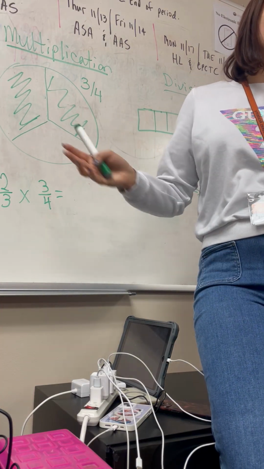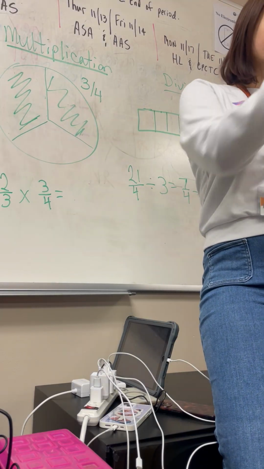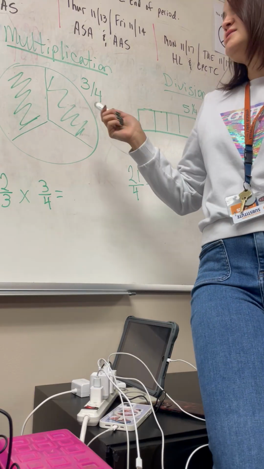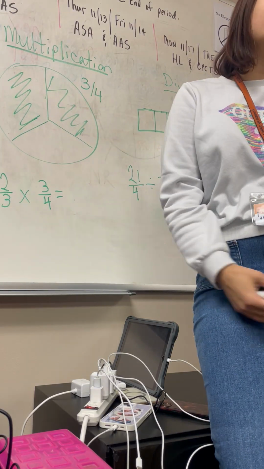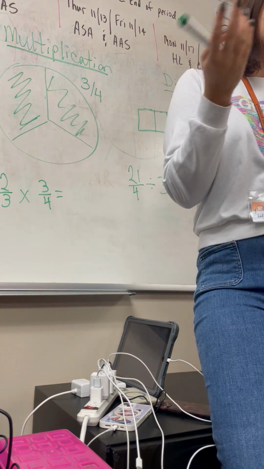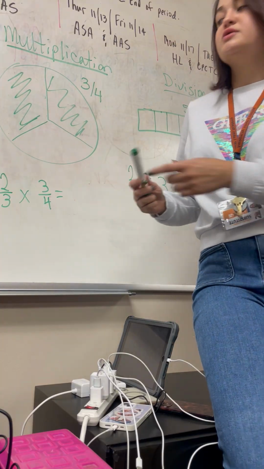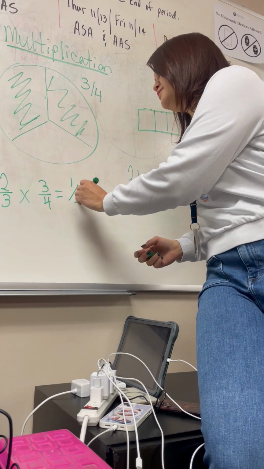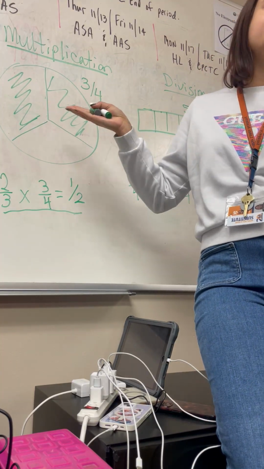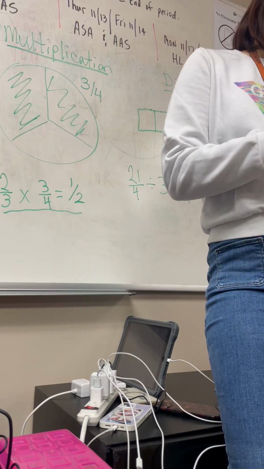What fraction of the whole pizza does my brother get from this example? Go ahead, Kevin. 1/2. 1/2, that's the right answer. My brother will have 1/2 of the whole pizza. So 2/3 of 3/4 equals 1/2. This is your problem, and this is your example. Everybody loves pizza. I love pizza.